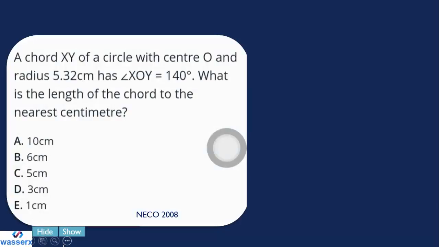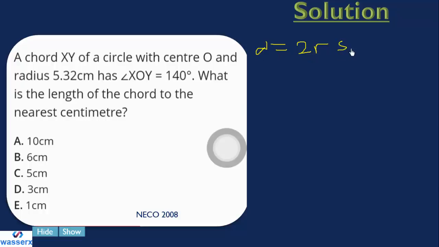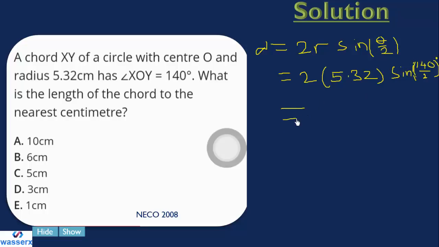So we have a chord XY of a circle with center O and radius 5.3 centimeters, and angle XOY equal 140 degrees. What is the length of the chord to the nearest centimeter? So we know the length of a chord is given by d equals 2r sine theta over 2. So we substitute the values. We have the radius equal 5.3, so we have 2 times 5.3 times sine of theta over 2, which is 140 over 2. Now we simplify this to obtain 9.998 centimeters. To the nearest centimeter is 10 centimeters.